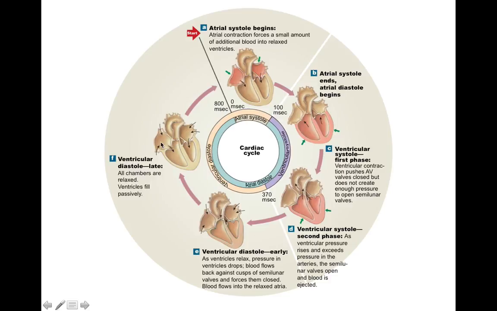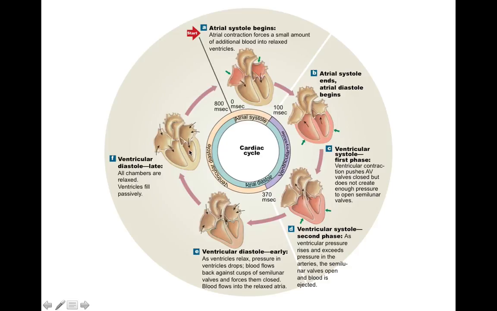Now what happens is that there comes a point in time while the ventricles are relaxing, because we're in ventricular diastole here, that these AV valves open because there's more pressure in the atria than the ventricles. So then these AV valves open up and you get passive filling of the ventricles. Now this passive filling accounts for 80% of the volume of blood that fills that ventricle.